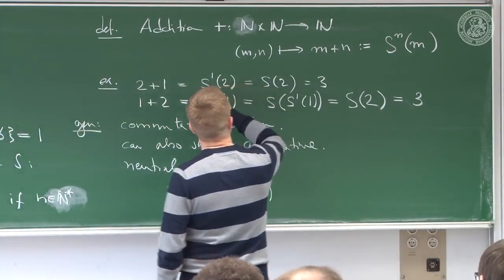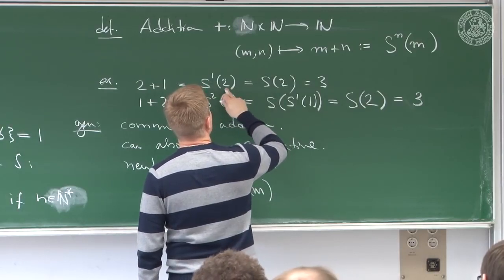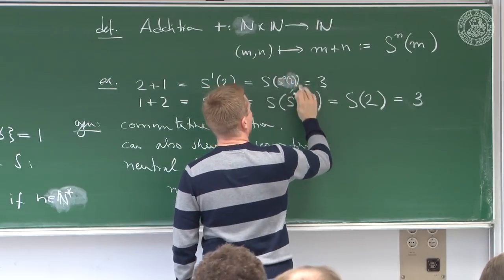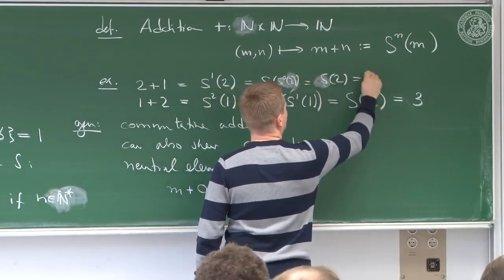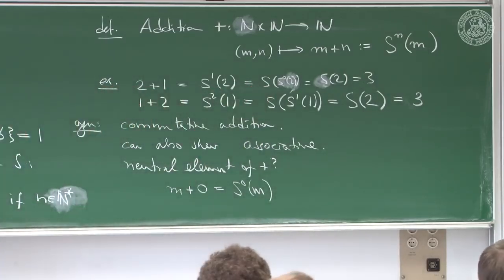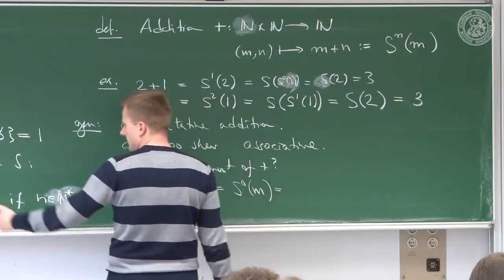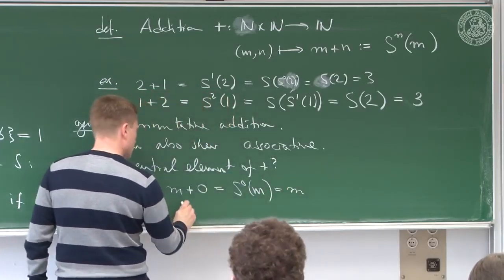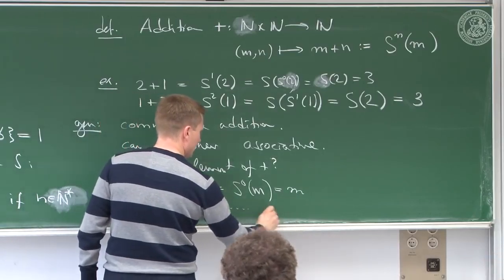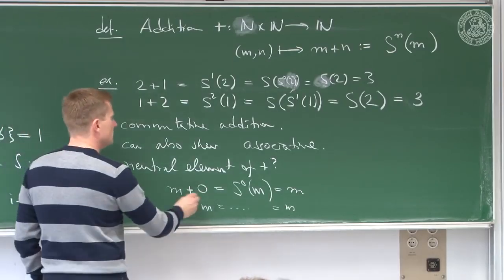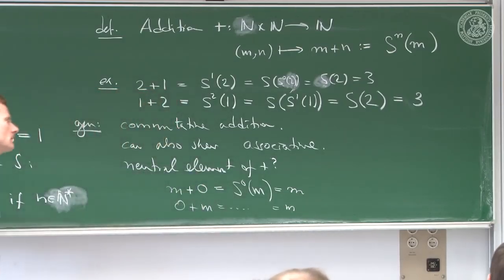So strictly speaking, we have to be more precise here. So this is S1 of 2 is S of S0 of 2, but S0 of 2 is 3. So there's an intermediate step because we have to run the recursion one step further back. Okay, but everything is fine. And now we need to do this. M plus 0 is S0 of m, and then immediately this is m, and 0 plus m, well, you figure it out, it will also turn out to be m. And so 0 is the neutral element of the addition.